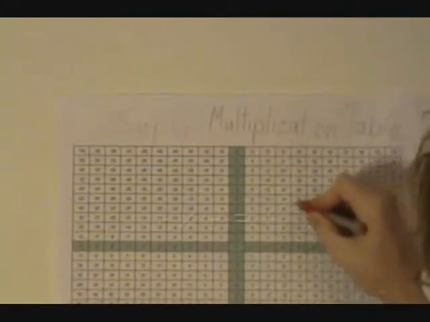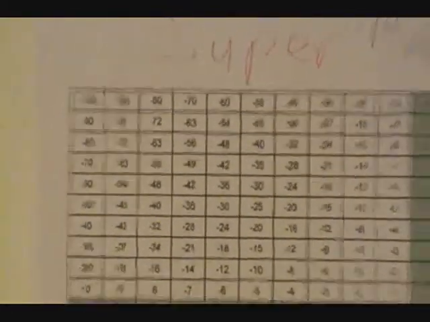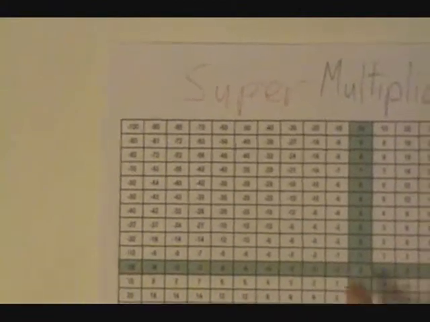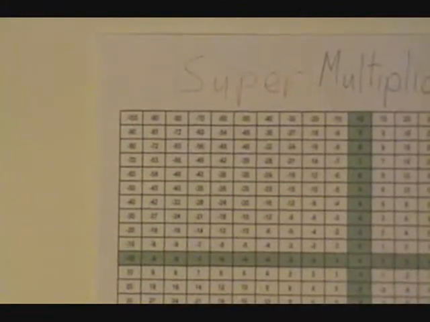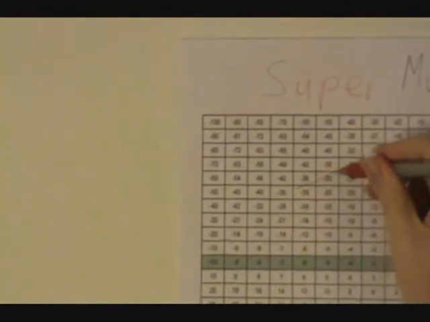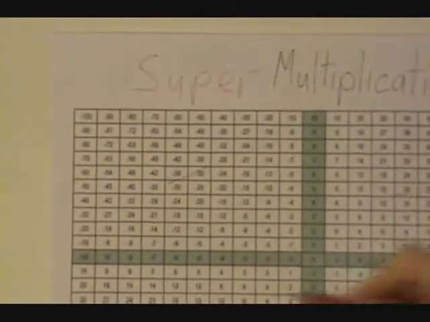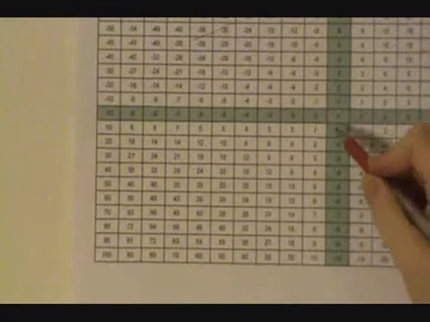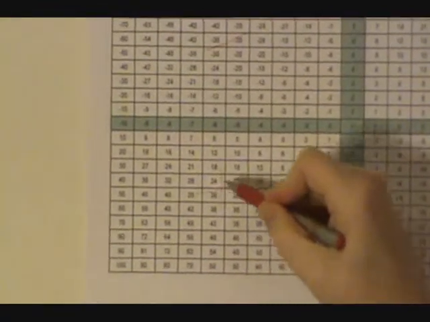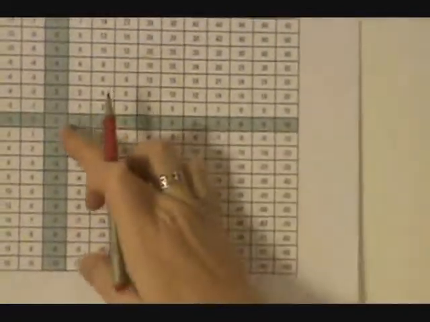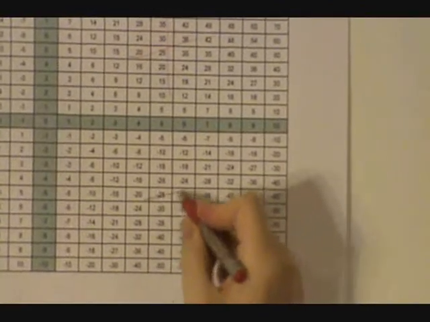So in this area, what we have are positive numbers times positive numbers. And over here in this area, we have positive numbers going up this axis, multiplied by negative numbers going along this way. So obviously, all the numbers over here are going to be negative, because positive times negative equals negative. Down in this area, we have negative numbers multiplied by negative numbers, so we get positive answers. And over here, we have positive numbers multiplied by negative numbers, so we get negative answers.